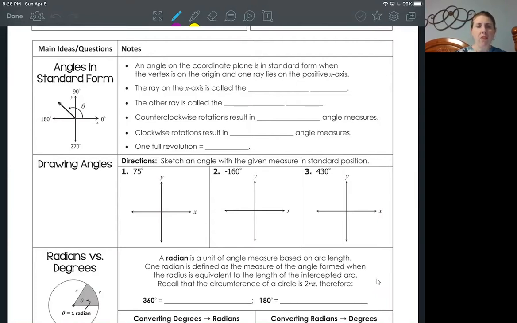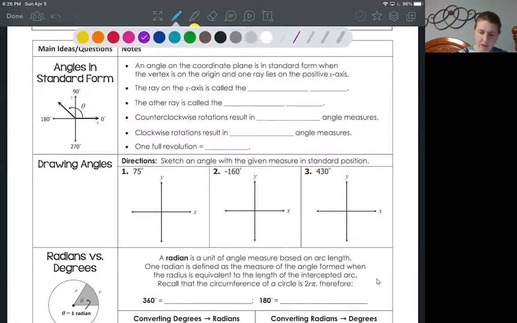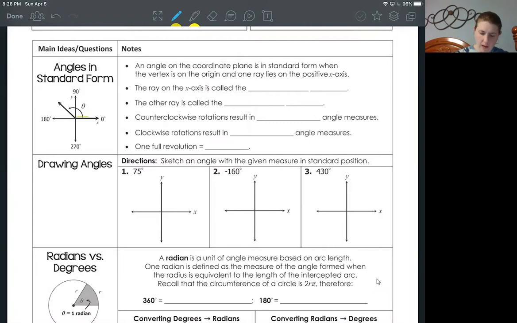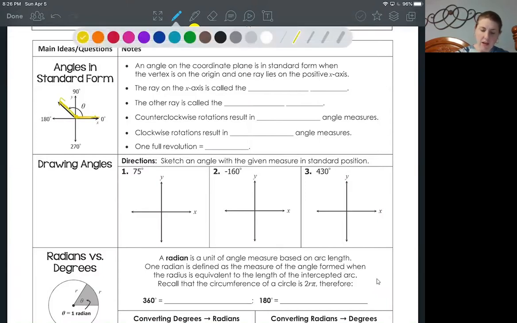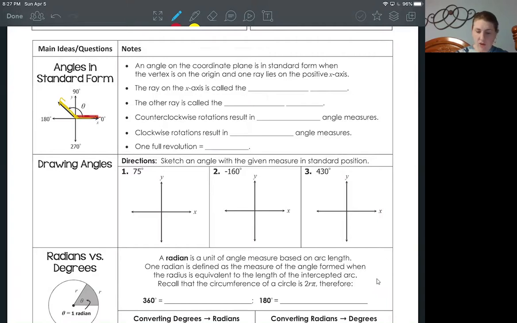So an angle itself, hopefully you know what an angle is. It's created with 2 rays. Let's use a different color. How about yellow? It has 2 rays here that pivot around one vertex. The ray on the x-axis, this one right here, is called the initial side, because that is where it's going to begin.